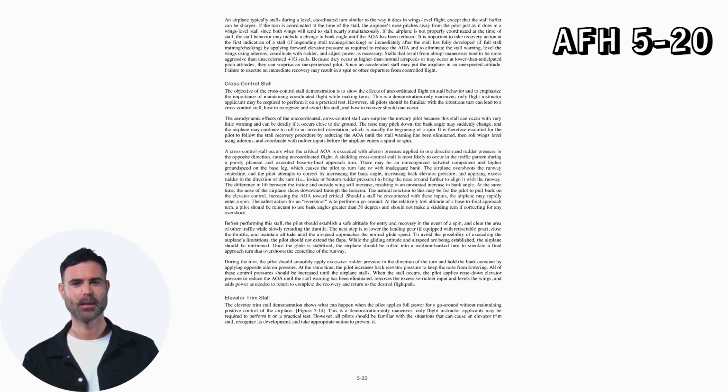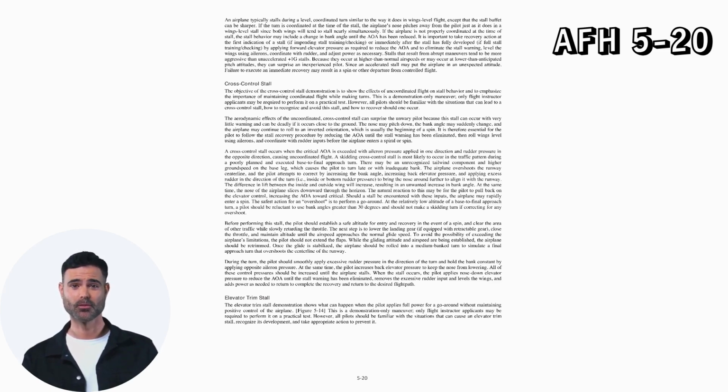A cross-control stall occurs when the critical AOA is exceeded with aileron pressure applied in one direction and rudder pressure in the opposite direction, causing uncoordinated flight. A skidding cross-control stall is most likely to occur in the traffic pattern during a poorly planned and executed base to final approach turn. There may be an unrecognized tailwind component and higher ground speed on the base leg, which causes the pilot to turn late or with inadequate bank.